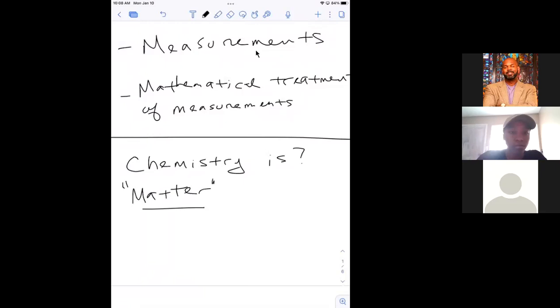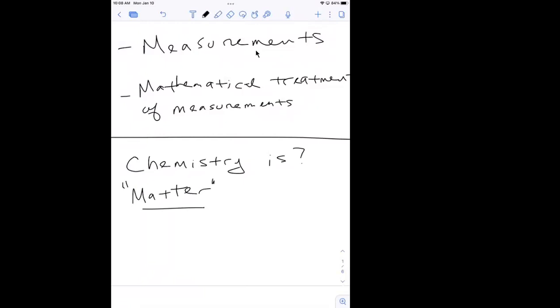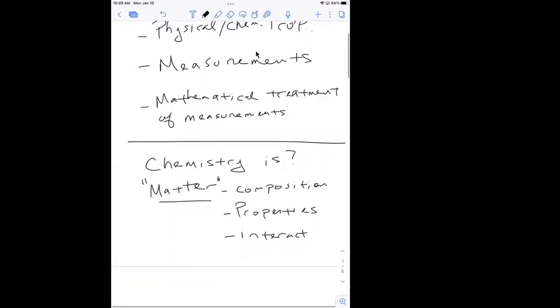All right. And matter can be anything that has mass and occupies space, right? So we're studying matter, we're studying the composition of matter, right? The properties of matter. And the interactions of matter. So those are the changes that matter undergoes when it interacts with other types of matter. Right, so matter's composition, the properties of matter, and the interactions of matter. That's what chemistry is the study of.